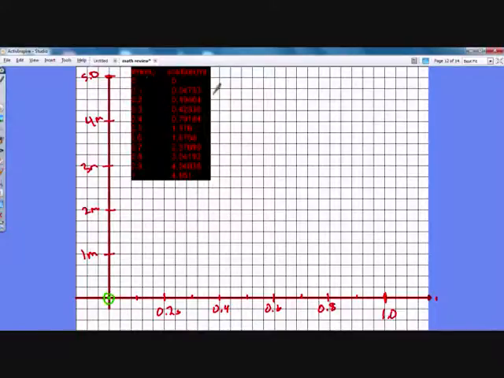For our other points, this is a little more complicated. Well, where does this point go? Point 1, okay, well there's point 1, great. But where in the world is 0.05? I'm going to round off to the hundredths place, as I've said before. How do we know where to put this point?